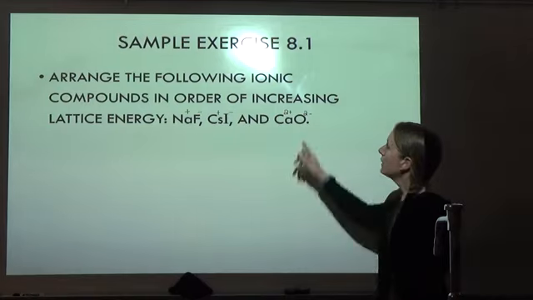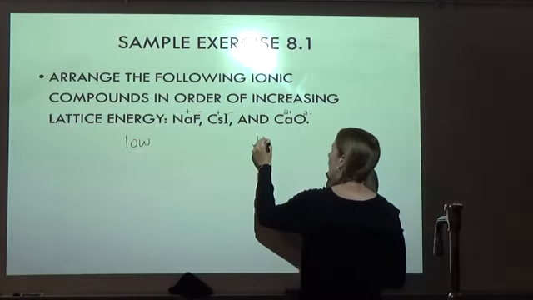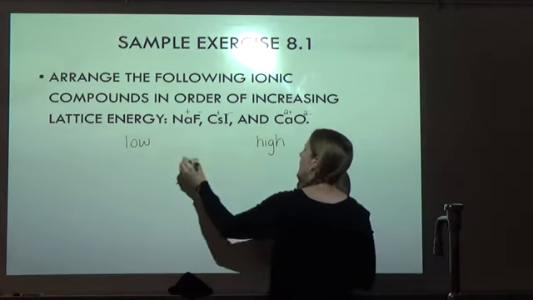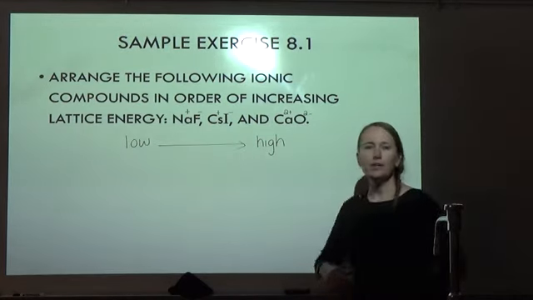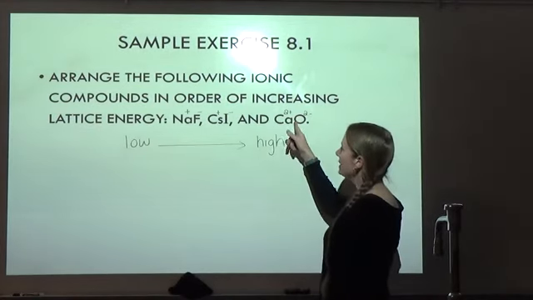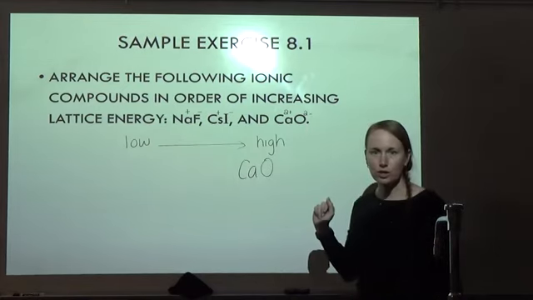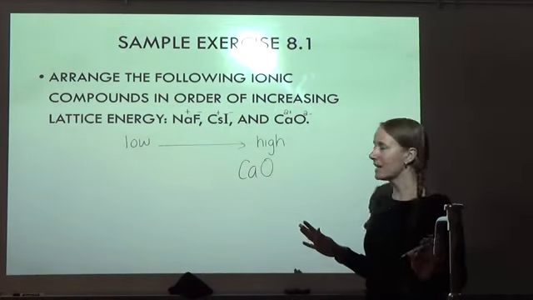All right, so I'm going in increasing order of lattice energy. So we're going from low to high. And be careful, because on the AP exam, sometimes they might ask you high to low. But you're so used to going low to high, you just do it backwards. So the highest lattice energy is going to be the one with the largest charge. So CaO has the largest charge, so I can go ahead and determine that's the highest.